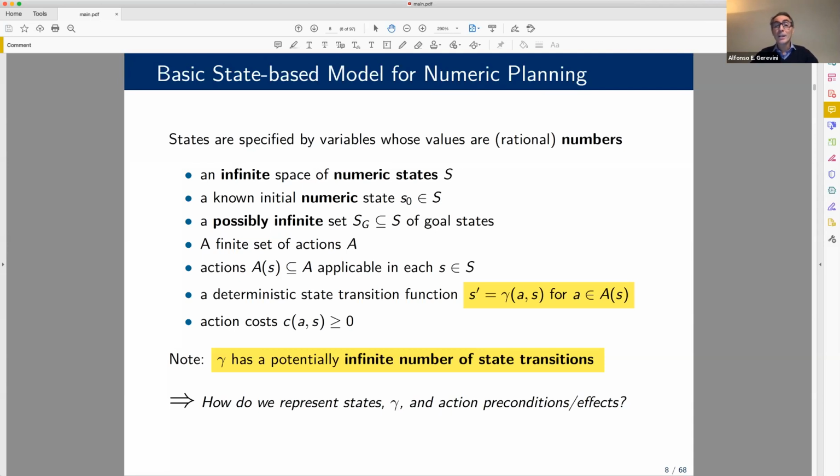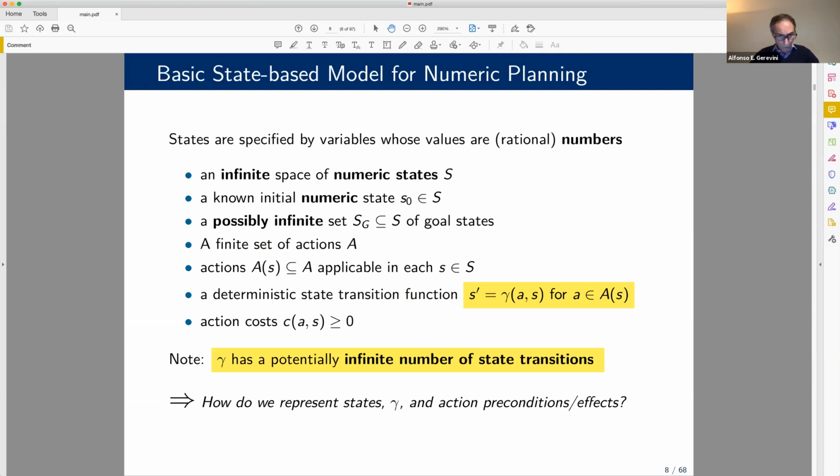Then we have a potentially infinite set of goal states, not just a finite set of goal states, while the other things remain the same, except that the transition function now is not finite, in the sense that we can have a potentially infinite number of state transitions. This is obvious: since we have an infinite number of states, we can have an infinite number of state transitions. And so the graph of the transition system that represents the basic state-based model for numeric planning is not even readable, because it's too large, it's infinite.